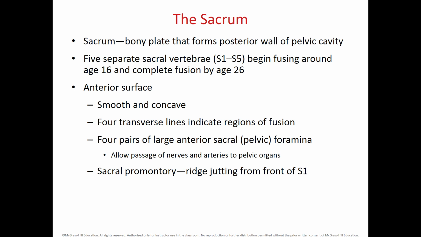And then you have 4 large anterior sacral foramina that allow the passage of the sacral nerves and arteries to the pelvic organs. And then on the first sacral vertebra you have a prominent portion that is called the sacral promontory.